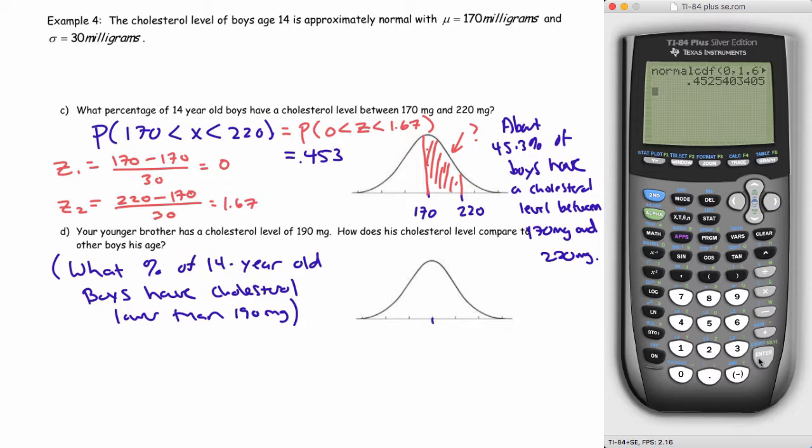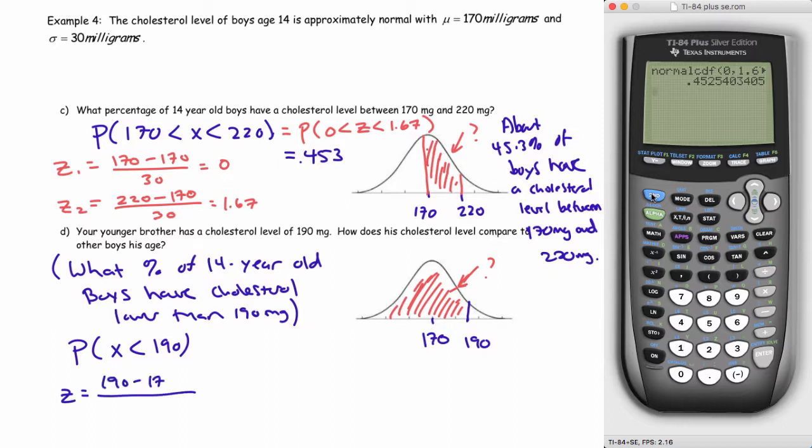So as usual, we put the mean in the middle, 170, and 190 is over here on the right. The way we decided to answer this question is we're going to find this area. We want the percentage of boys whose cholesterol is less than 190. We get the z-score, so we do 190 minus 170 divided by 30. At a certain point, you really automate that process. So that's 0.67. And so the percentage of boys who have a cholesterol less than 190 is the same as the percentage of z-scores that are less than 0.67 in general.